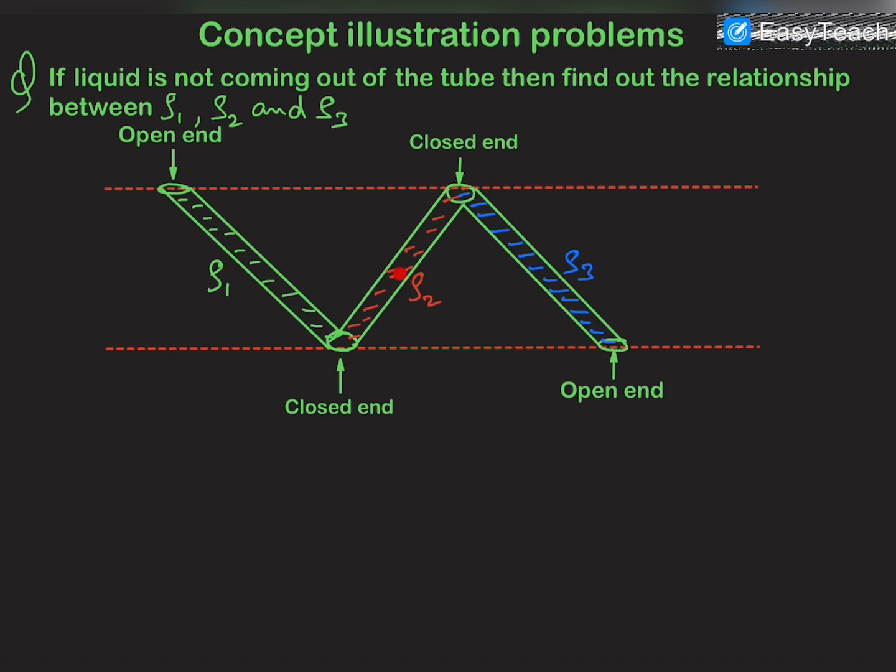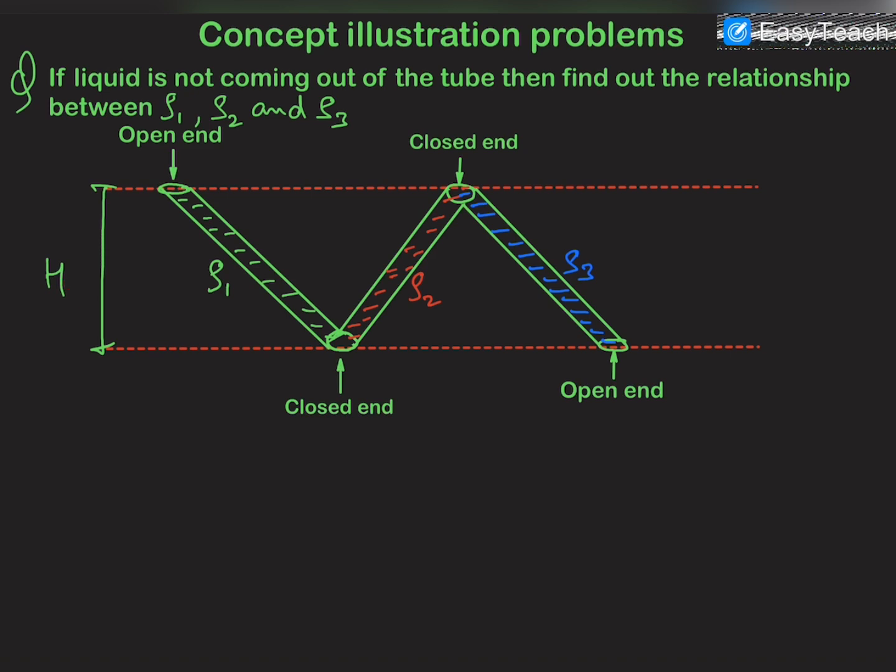It is in equilibrium, and the liquid filled in these 3 tubes is different. This is rho1, this is rho2 and this is rho3. So we have to establish a relationship between rho1, rho2 and rho3 in such a way that liquid will not come out from these open ends. Let us assume that this height is h, and since we are assuming this variable, it should not appear in the final answer.